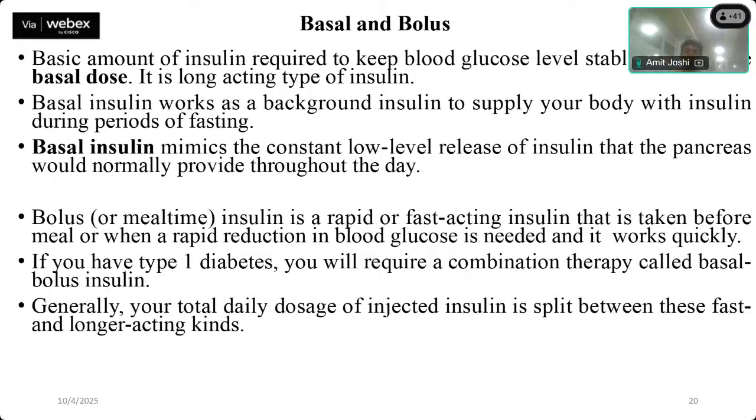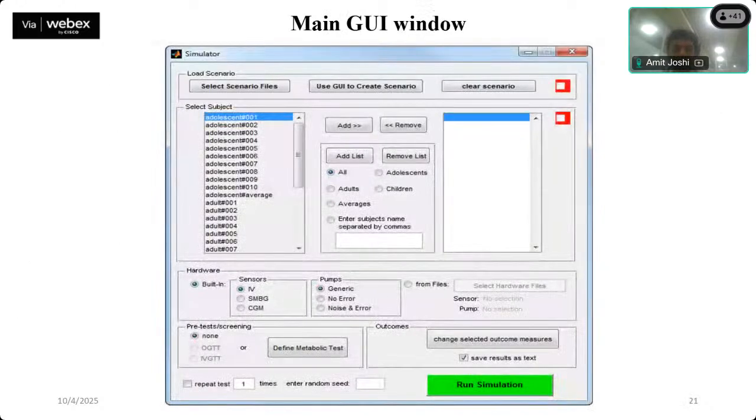Okay, basal and bolus. The basal dose is nothing but the insulin which is generated naturally inside the body, generated continuously by the body. So that we consider as the basal dose. Okay, and bolus is whatever is injected artificially from outside the body. So that is some sort of artificial insulin that we consider. Okay, so that is basal and bolus dose.